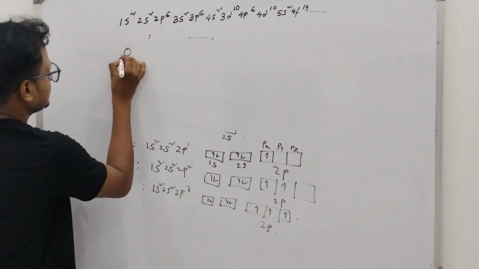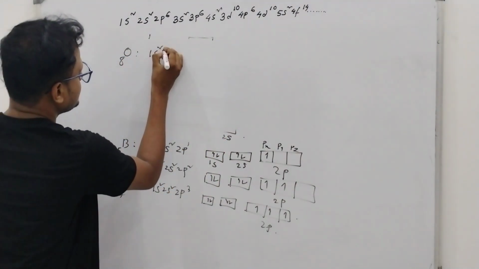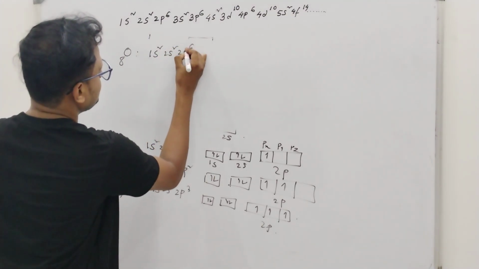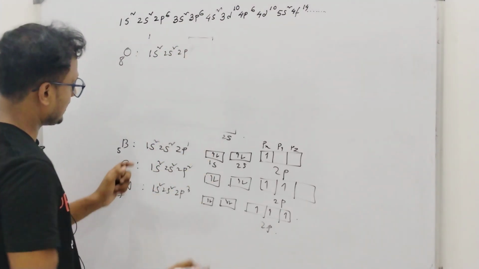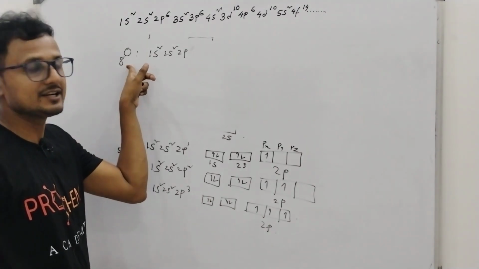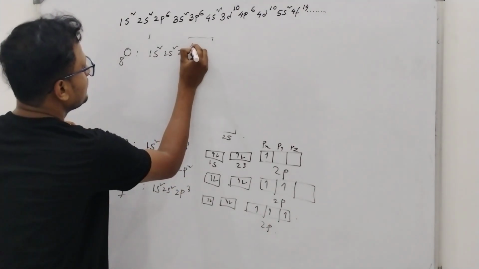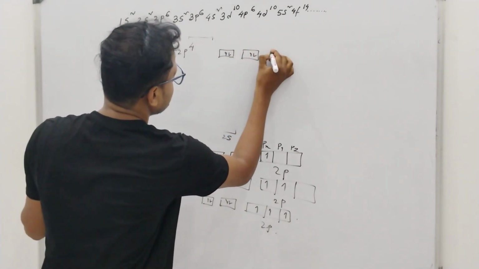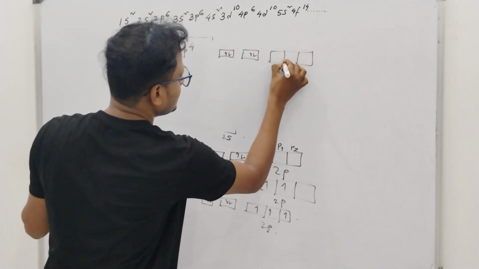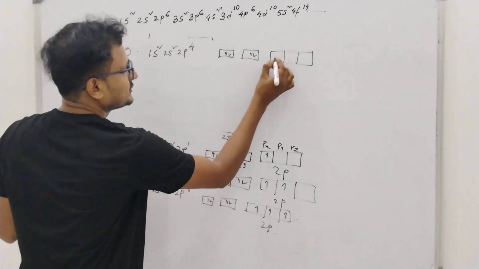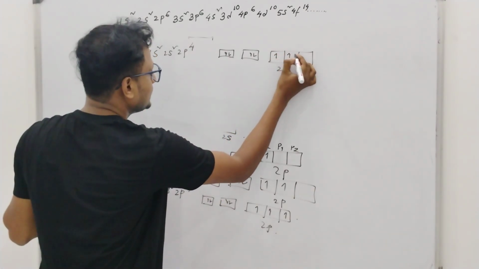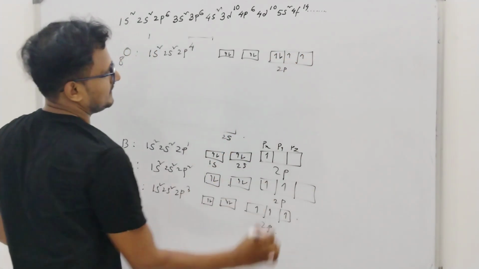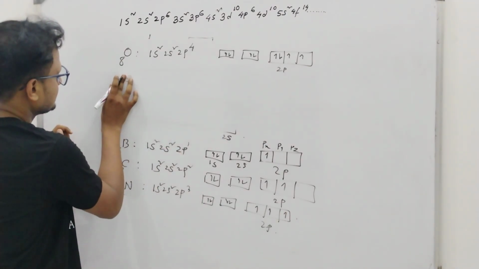Oxygen. How many electrons are there? 8 electrons. 1s2 2s2 2p4. 1s orbital, 2s orbital, and this is the 2p orbital. 3 suborbitals are there, so it will be filled up singly first, 1 2 3, then the pairing will take place.